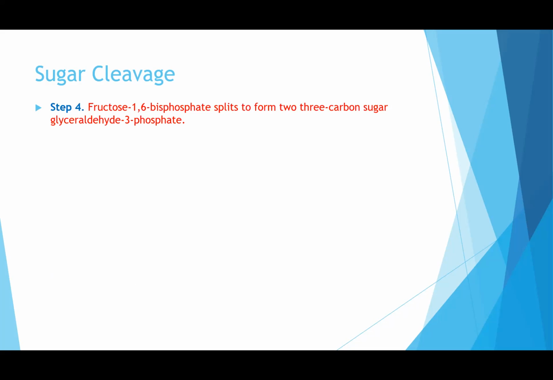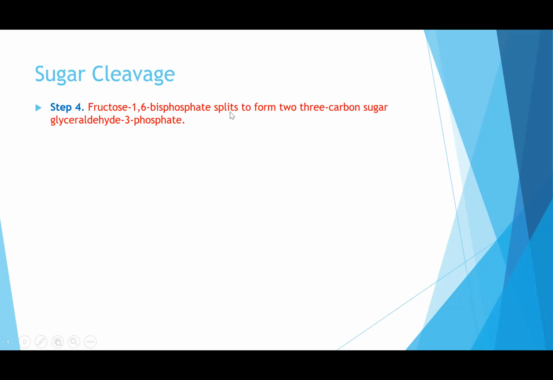So we say fructose 1,6 bisphosphate splits to form two 3-carbon sugars called glyceraldehyde 3-phosphate, also called phosphoglyceraldehyde. How many carbons do we have in a glyceraldehyde 3-phosphate molecule? Three. And how many in fructose bisphosphate? Six. So when hexose bisphosphate is broken down, two molecules of glyceraldehyde 3-phosphate are formed, because one glyceraldehyde contains 3 carbons.